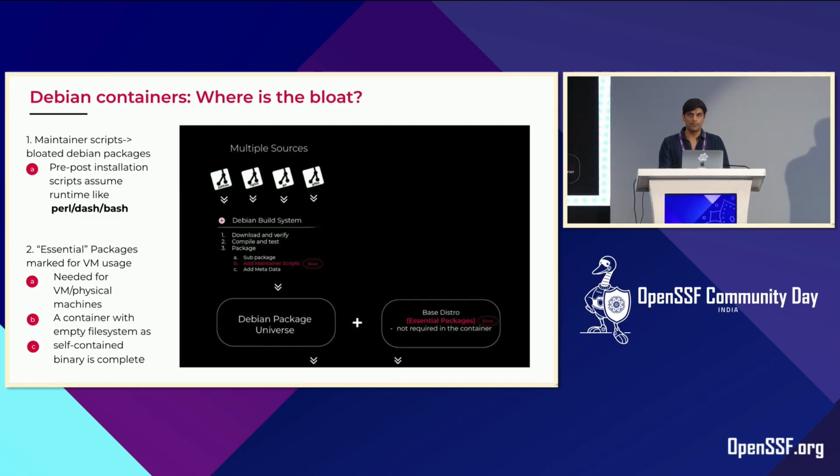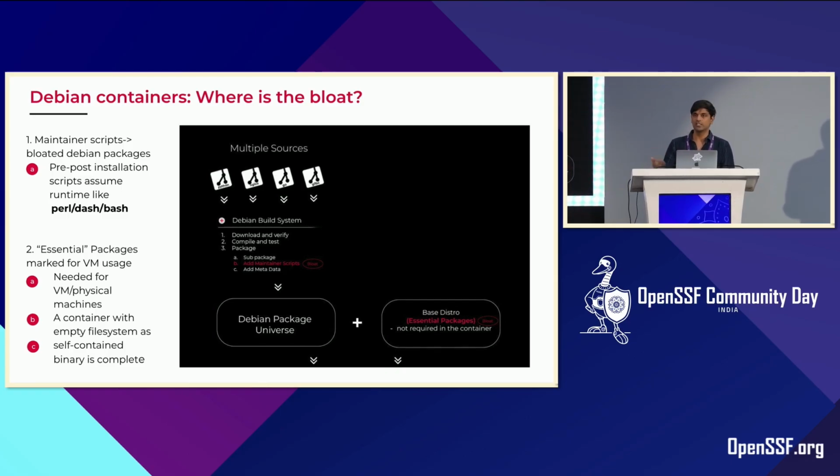Second is essential packages. From a Debian system, you cannot remove certain packages because they are marked essential. This is done considering the VM lifecycle, the complex lifecycle that a VM goes through, the upgrades and whatnot, which is not actually applicable to a container. A container is always built from scratch, and if you want to change anything, you again build your container. You want to add a package, you add that package to your Dockerfile, and then you build that container again. You are not going to change a container. So in the case of a container, nothing is essential.